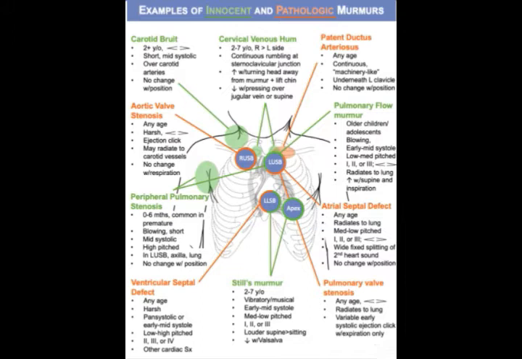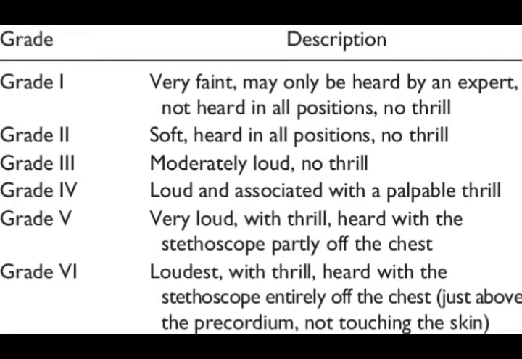These murmurs are sound heard with an associated feeling of vibration known as thrill and can radiate to different body parts. These murmurs are graded according to their intensity, such as grades 1, 2, and 3. Now, grade 1 is heard by an expert in optimal condition, grade 2 murmur is heard by a non-expert in optimal condition, and grade 3 is heard with no thrill.